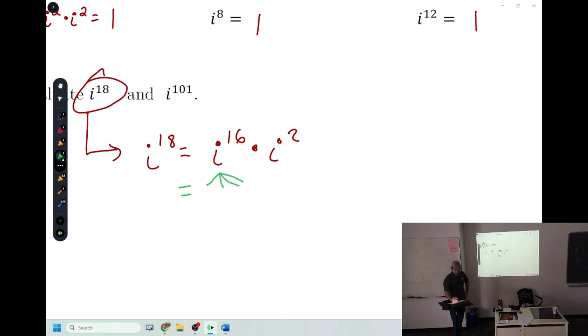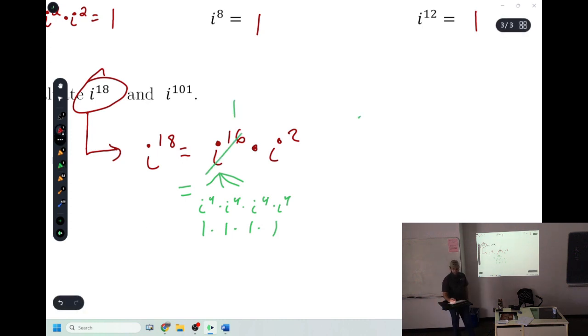Like 4 times, right? i to the 4th times i to the 4th times i to the 4th times i to the 4th, which is just what? What's i to the 4th? 1 times 1 times 1 times 1. I don't care how many times you do it. Any multiple of 4 is just going to go bloop and turn into 1. And so I don't remember what i squared was. Oh, yes, I do, because it's the one important one.